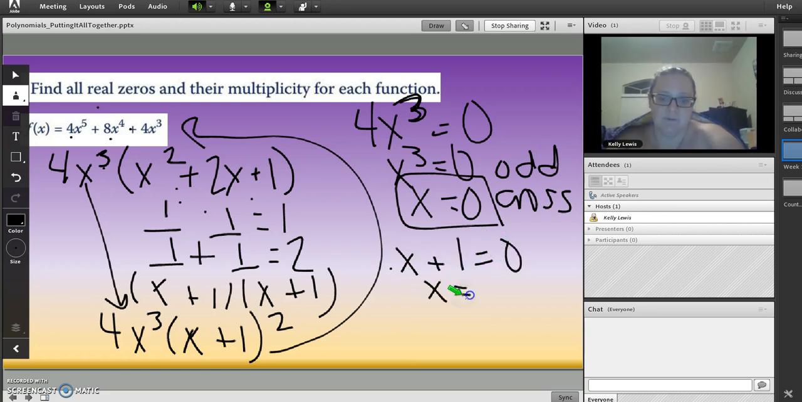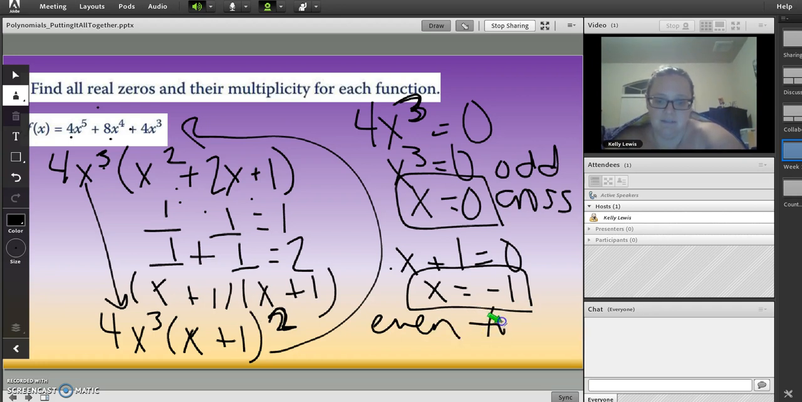We're going to subtract 1 on both sides, negative 1. This multiplicity is even, and it's going to touch and turn around. So let me type this in. I'm going to type this guy in, or if you wanted to, you could type that guy in.